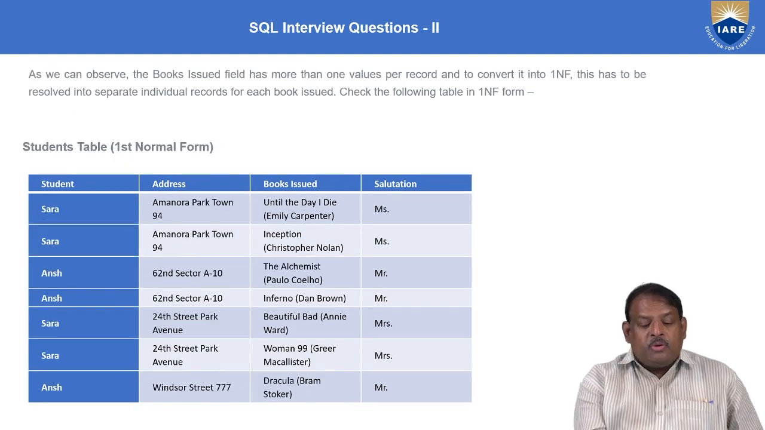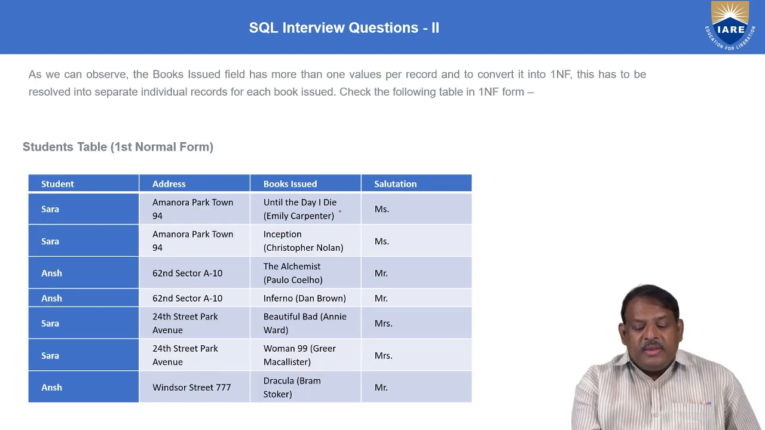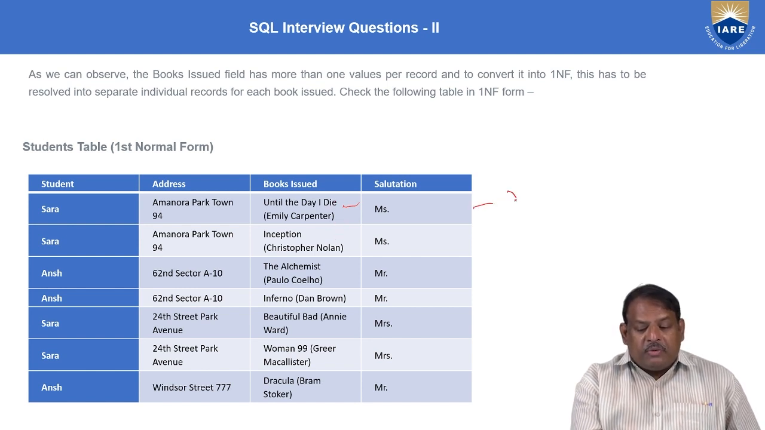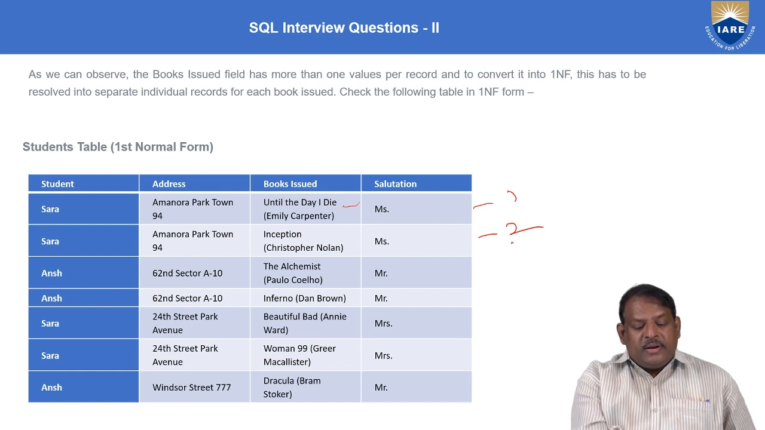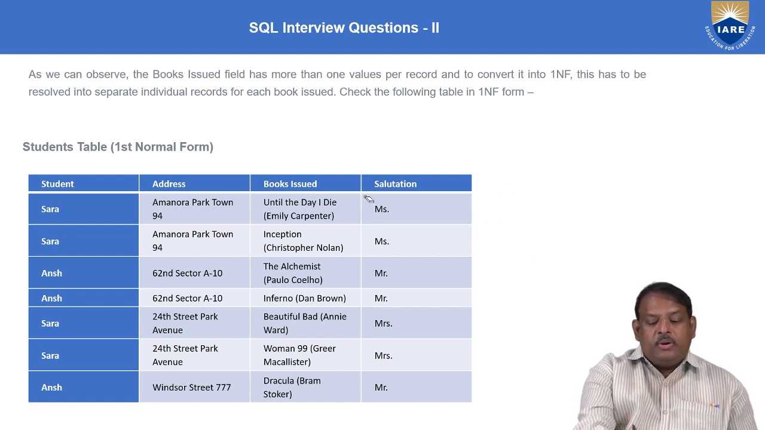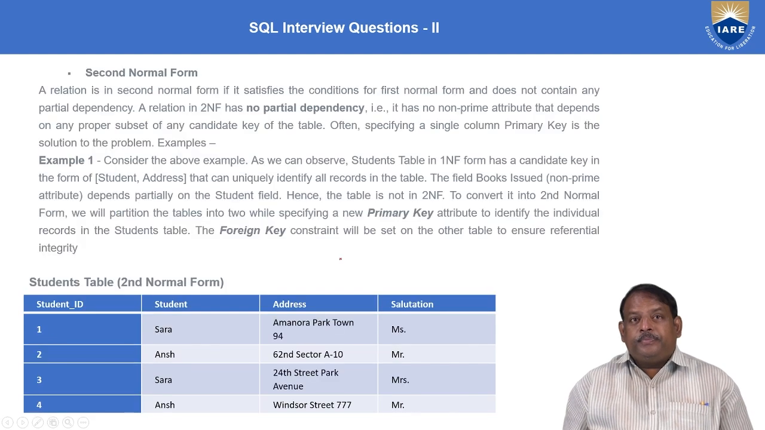So in the first normal form, each book will be a single row. Earlier Sarah had taken two books, and these two were part of one record. Now we make it two records, first record and second record. Similarly, all the rows have only a single book instead of multiple books. So this is the first normal form. It has single valued attributes. Every row should be unique, and there should not be any duplicates.